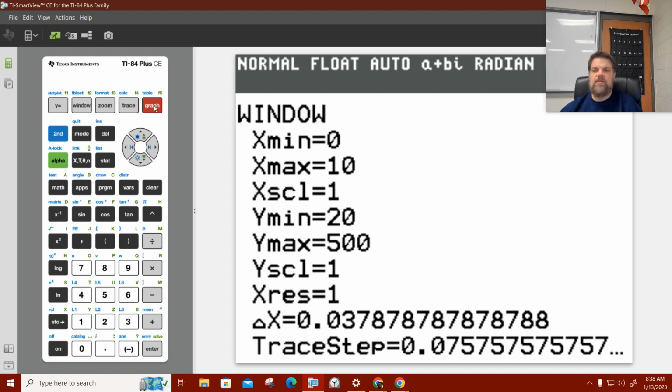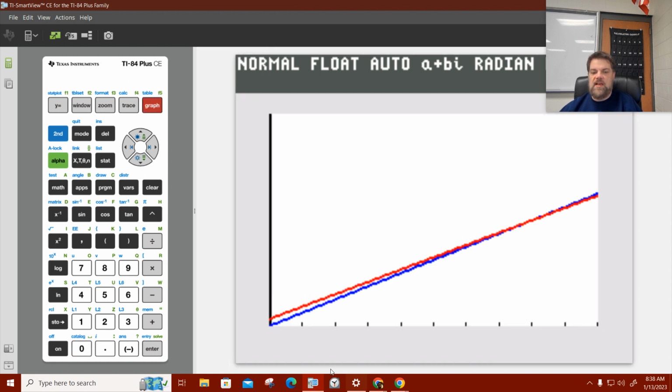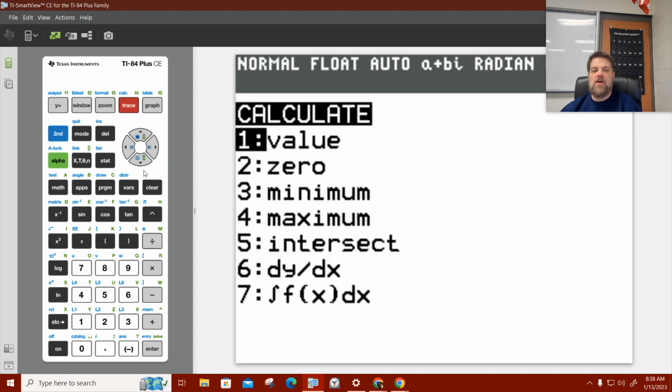So now I'm going to hit graph, and this is 1, 2, 3, 4, 5, 6, 7, 8. So doesn't it look like it crosses right here? Yeah. So these top buttons all deal with graphing. I'm going to hit second, trace. What's the word above trace? Calculate. So I'm going to let the calculator calculate the intersection. So hit second trace to get to the calculate menu, and then option number 5 is intersection.